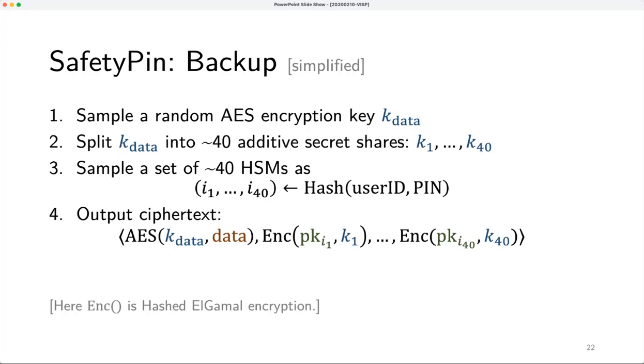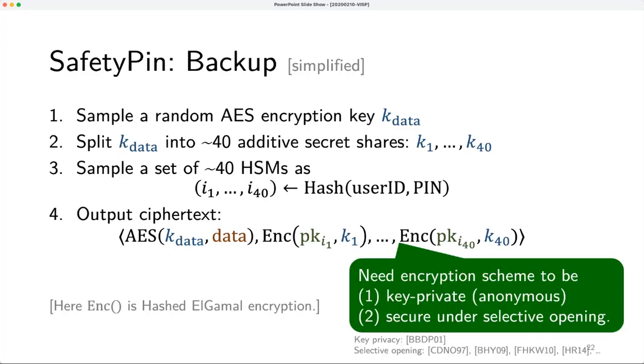It turns out the public key encryption scheme that you need to use here has to have some extra properties that I'm not going to talk about. It needs to be key private. It needs to be secure under selective opening attacks, and more. But this is a cryptographic detail that I'm not going to get into. But is there any question on what's going on here? On what the intuition is?